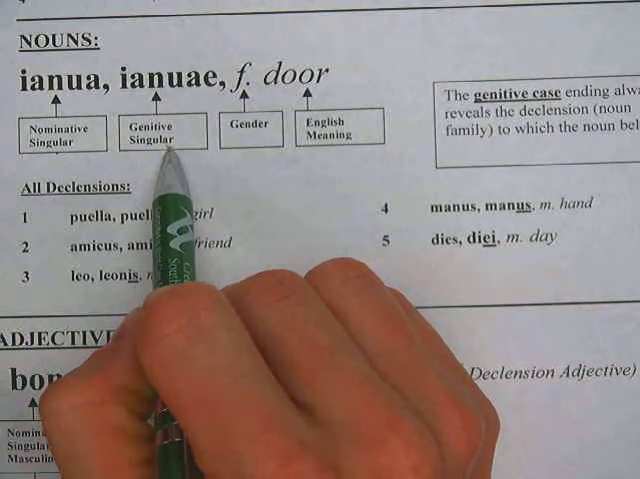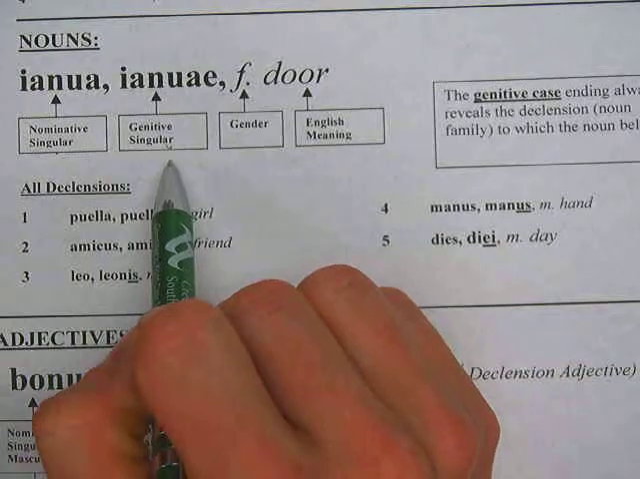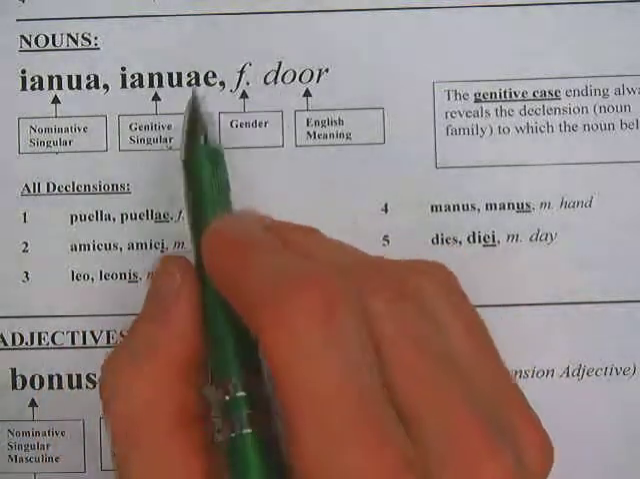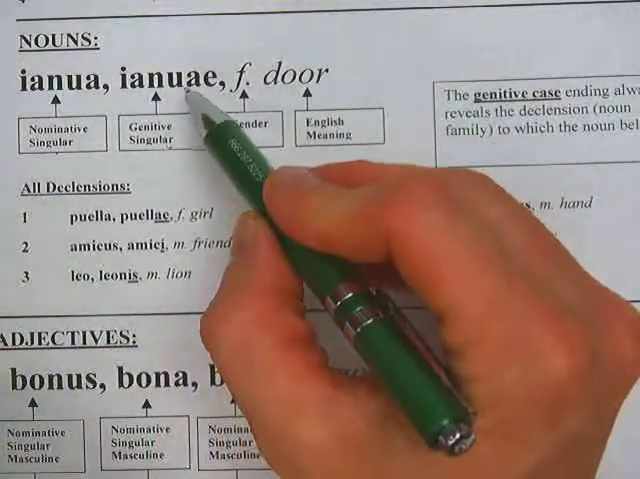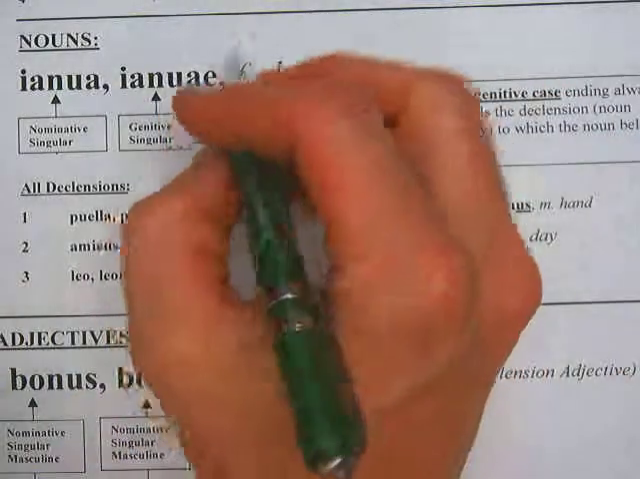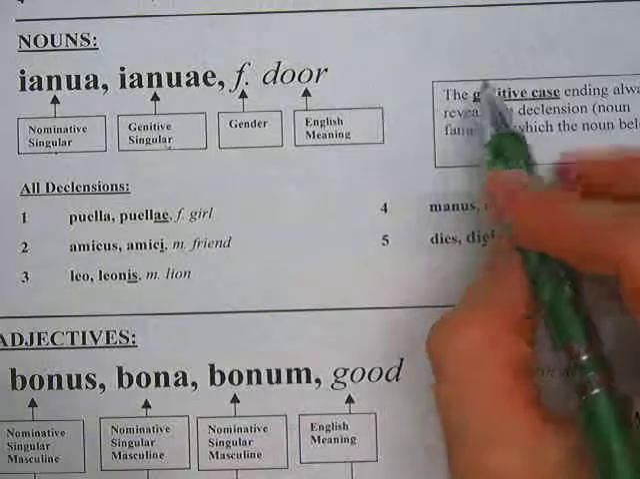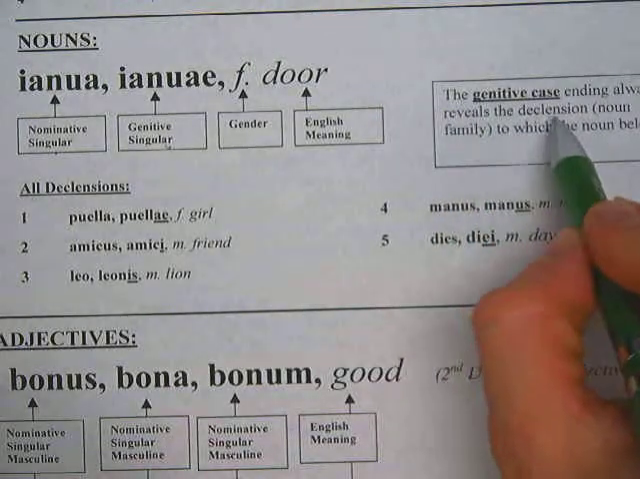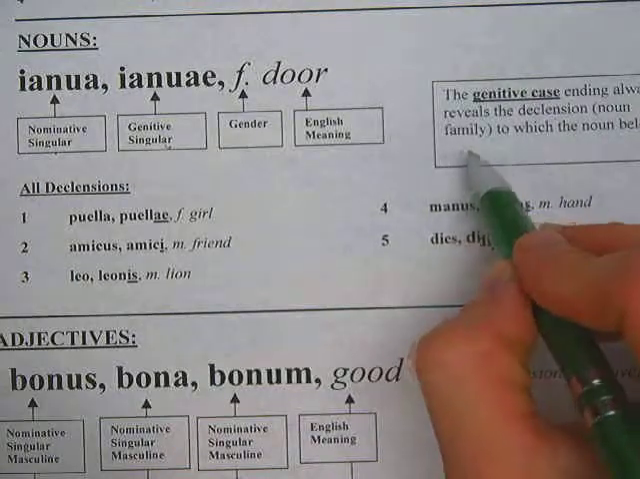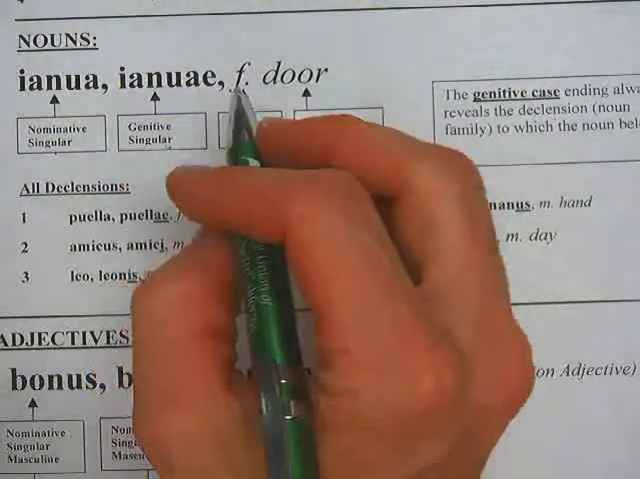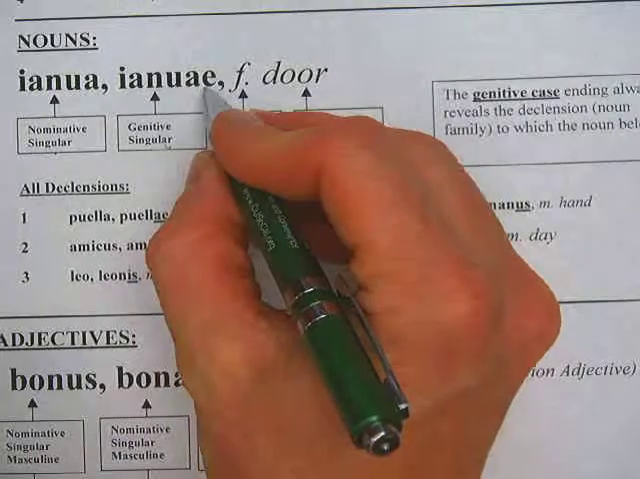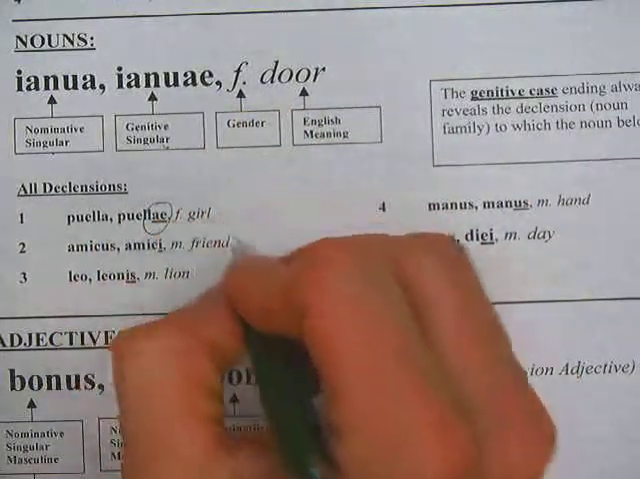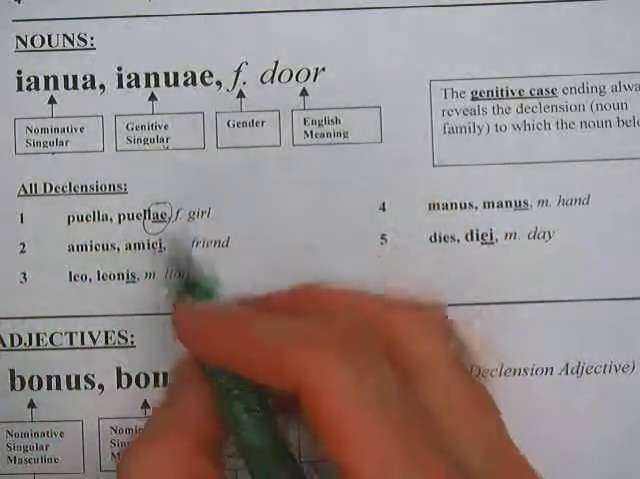We talked about that, that's the describer case, right? You make a noun into an adjective with that one. Now the reason they give you two, I'm going to explain. The reason they give you the genitive is because the ending of the genitive case always reveals the declension, the noun family to which the noun belongs. So ianua, ianuae, or puella, puellae, that ae indicates it's first declension.